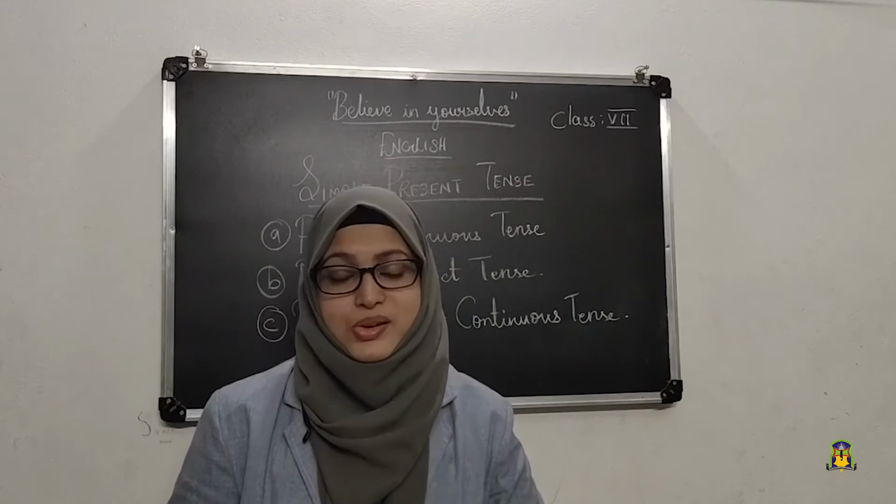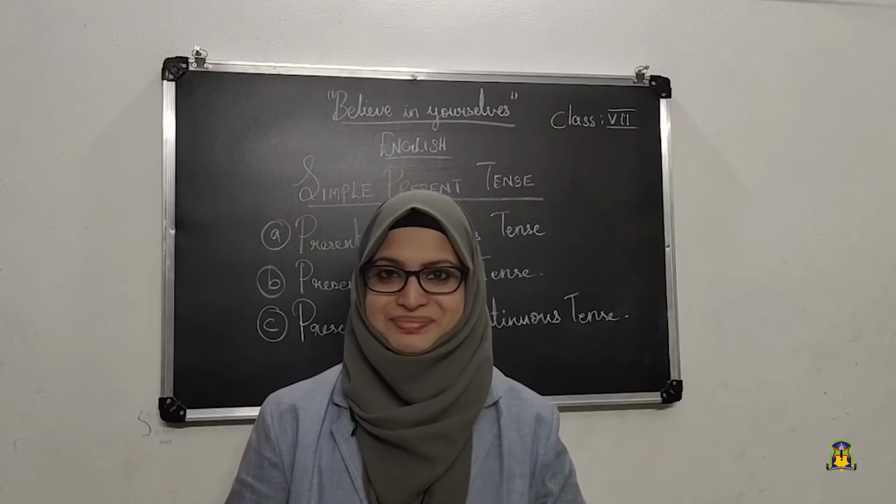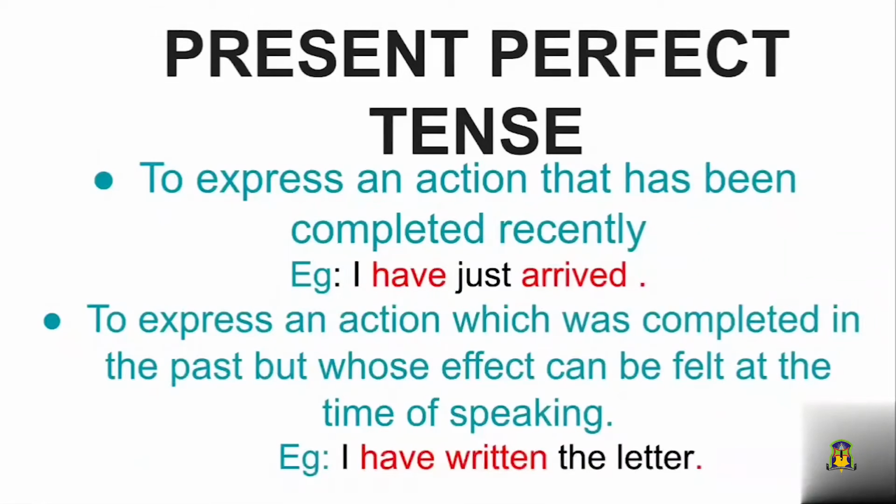Now we will see the uses of present perfect tense and present perfect continuous tense. Let's see that. Children, we will see now the uses of present perfect tense. It is used to express an action that has been completed recently, means the action has just completed now. I have just arrived. So that person has just reached. It is also used to express an action which was completed in the past but whose effect can be felt at the time of speaking.